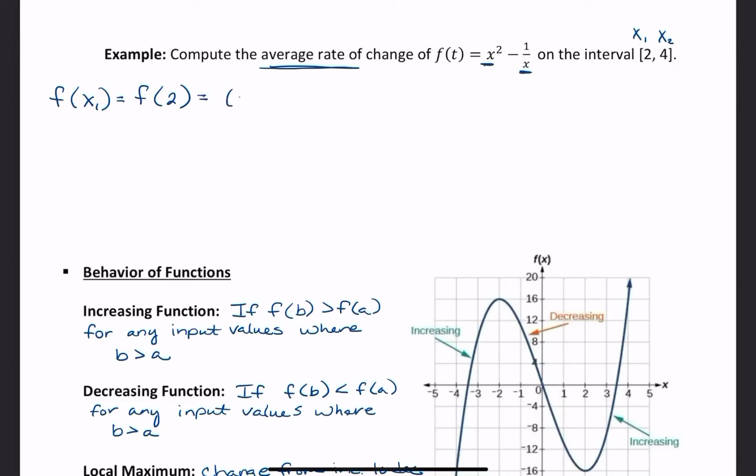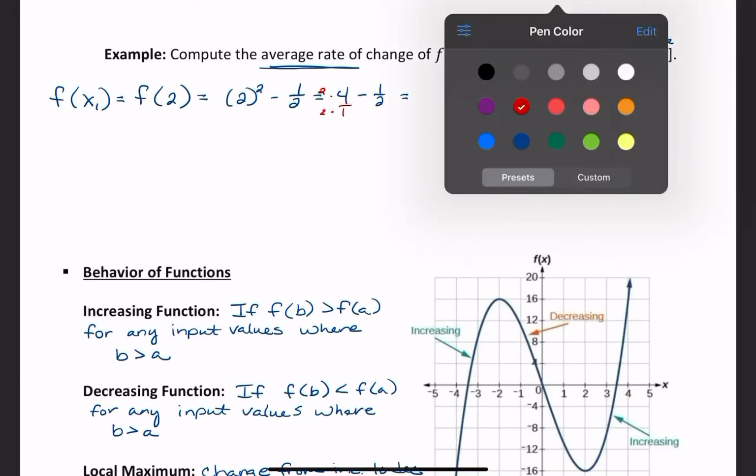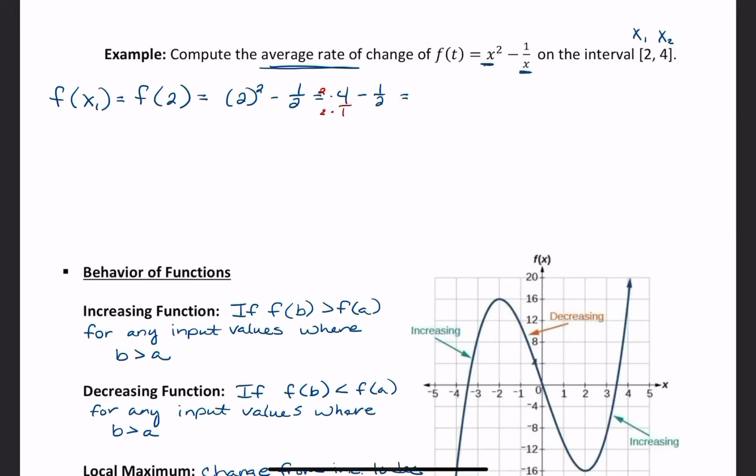So I've got 2 squared minus 1 over 2, which will be 4 minus 1/2. Since I'm subtracting, I need to get a common denominator. So I'm going to put this over 1 and multiply top and bottom by 2 to get a common denominator of 2. So 4 is the same as 8 over 2, and then minus 1/2. So that's going to give me 7/2.